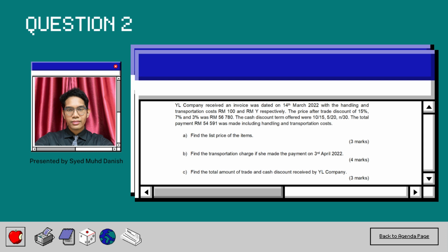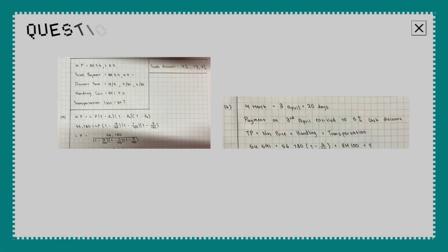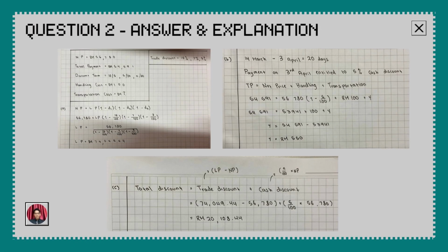For question A, find the list price of the item. Question B, find the transportation charge if she made the payment on 3rd April 2022. Question C, find the total amount of trade and cash discount received by YL company. The answer will be in the next slide. This is my answer for part B, question 2.